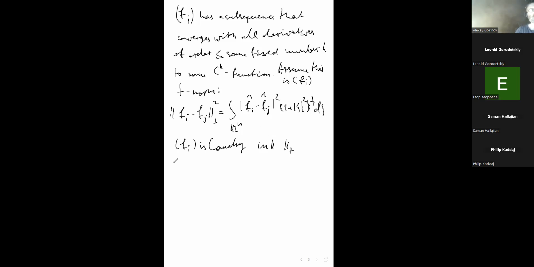We choose an epsilon greater than zero. Let's choose a ball in Rn, a large ball, such that 1 over 1 plus psi squared to the s minus t is less than epsilon outside the ball V epsilon. And then we basically do the following thing.